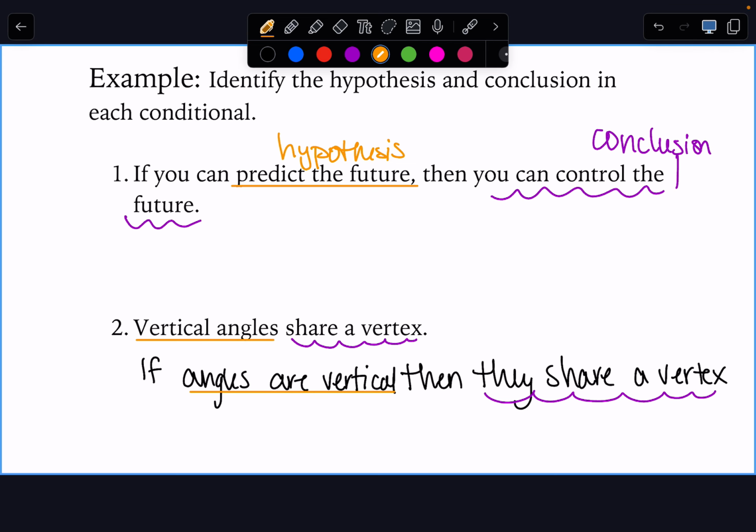Okay, maybe there isn't an if-then, but vertical angles share a vertex. We can read that as if we have vertical angles, then they share a vertex, and we can identify the hypothesis and the conclusion. Okay.